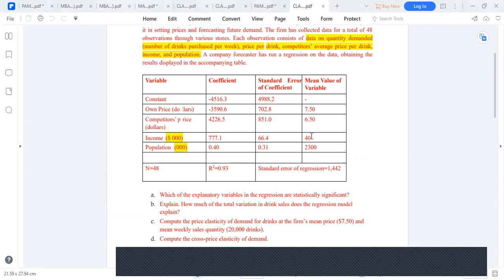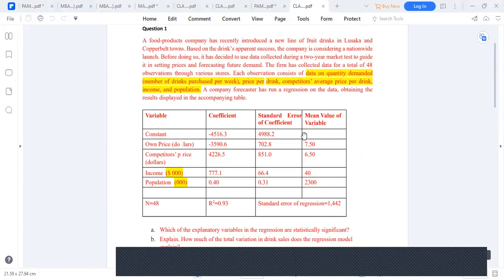Okay. So let's look at this question here. We are told that food products of a company recently introduced a new line of soft drinks in Lusaka and Copperbelt. Based on the drink's apparent success, the company is considering a nationwide launch. Before doing so, it has decided to use the data collected in the 2-year market test to guide in setting the prices and forecasting the future demand.